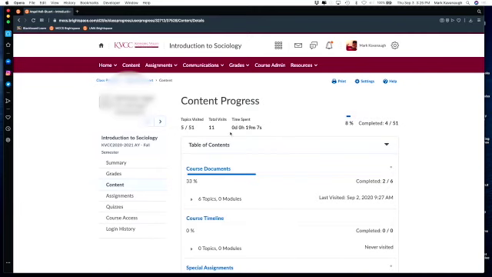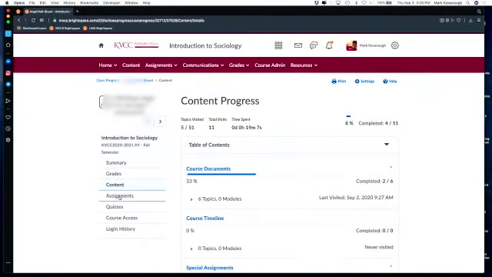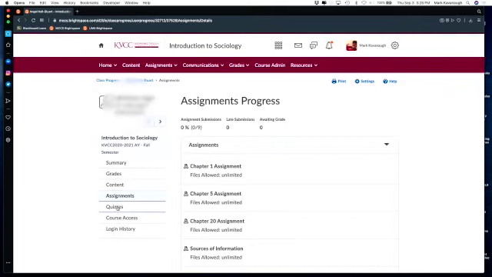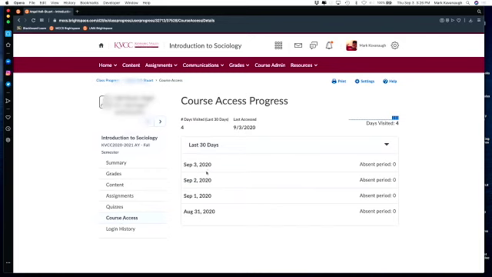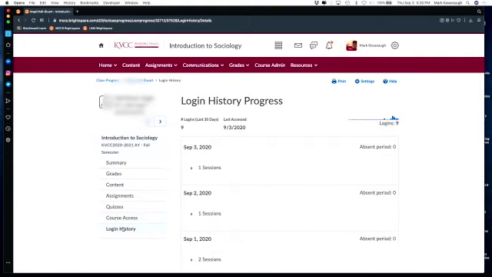Now, in contrast, there's another person in this class, as I was preparing for this class, that spent 1 hour and 47 minutes so far. So how much time people are spending, that'd be an interesting topic for a study someday. And we can look at assignments, we can look at quizzes, how many times they have accessed the course. It shows every day that they've done that, and their login history.